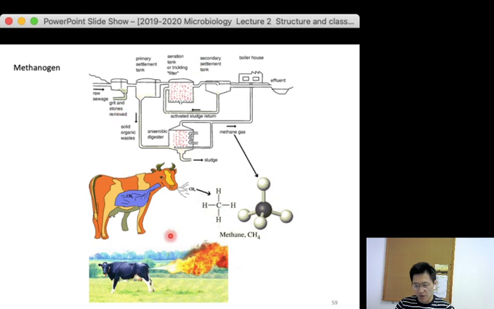That's why methane is produced in cows and cattle, and that's one of the factors contributing to global warming.